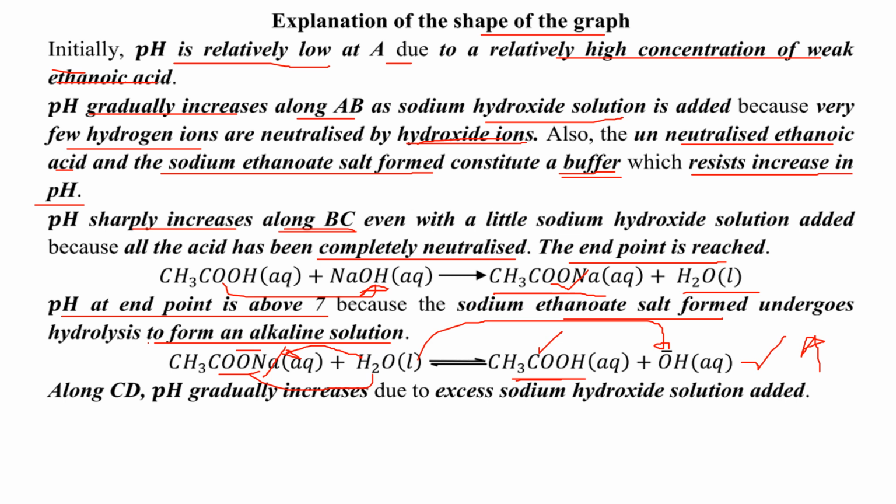So an ionic hydrolysis releases hydroxide ions. Remember that when you're dealing with hydrolysis of weak things, or any hydrolysis, we use partial arrows. Always remember that, because it may deny you marks. So the excess hydroxide ions released in solution are the ones responsible for making the resultant solution have a pH above 7. Now explaining the points beyond C, or along CD, pH is gradually increasing because you are adding excess sodium hydroxide solution, which is increasing the hydroxide ion concentration in solution, hence an increase in pH.